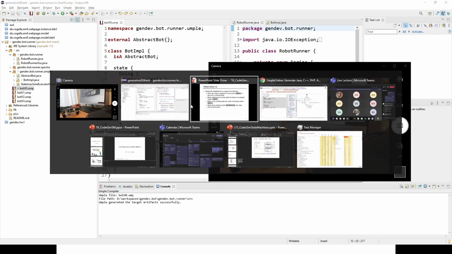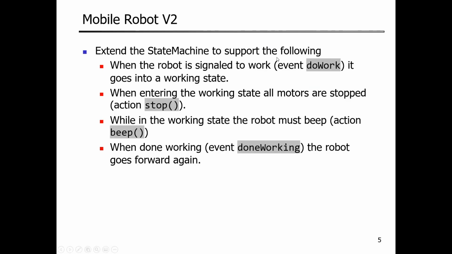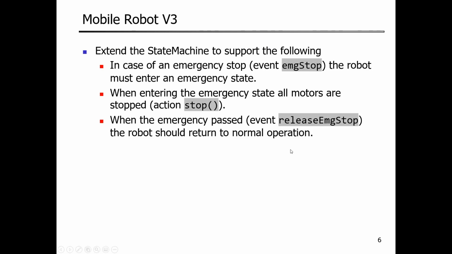Let's see the next task. So we now implemented this working, the do work event and the done working event. And now we're going to have a look at the final version. So the robot might get into tricky or emergency situations, so we also want to implement an emergency stop. And then we should only recover from that emergency stop when the emergency stop is released.